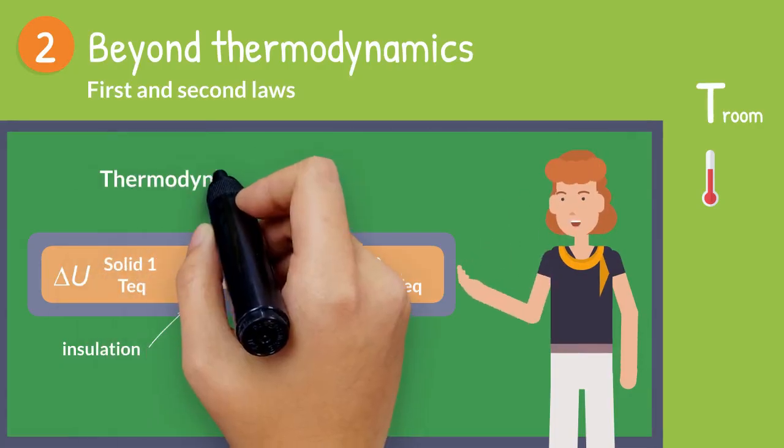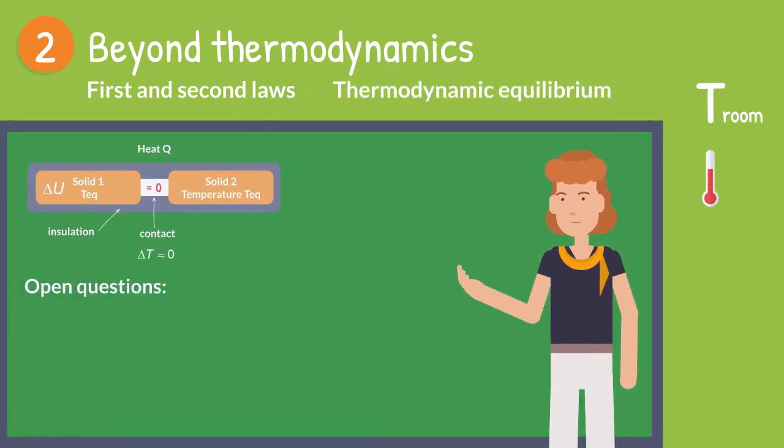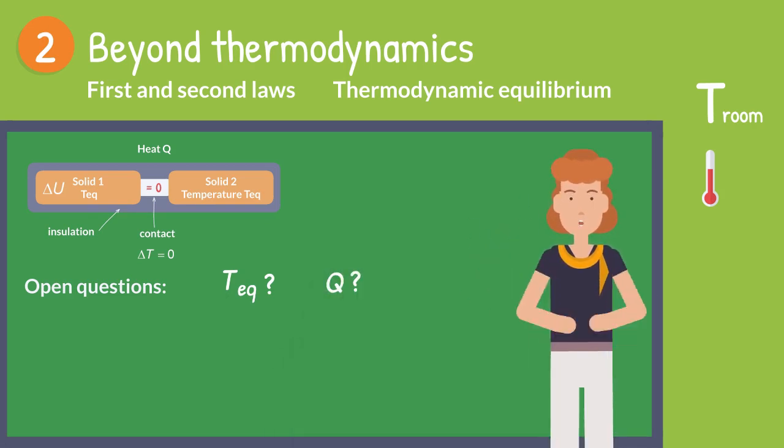The term thermodynamic equilibrium indicates a state of balance in which all macroscopic flows are zero. In an equilibrium state, there are no driving forces between macroscopically distinct parts of the system. In this example, both systems have the same temperature when the equilibrium is reached. We will call it TEQ. Open questions. What is the equilibrium temperature? How much energy is transferred? Stop this video here and try to answer these questions.